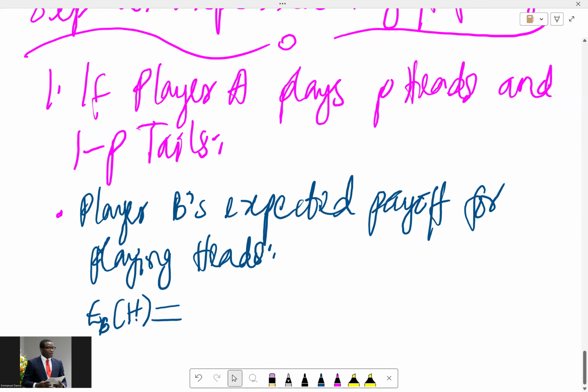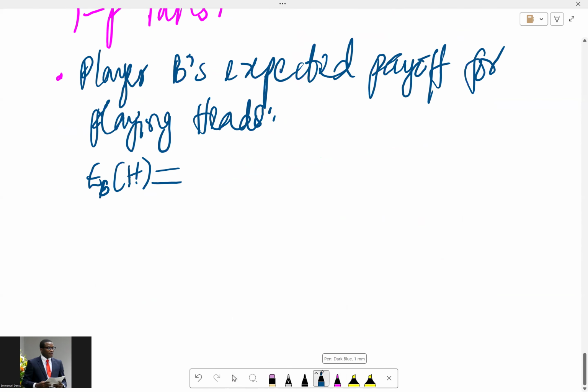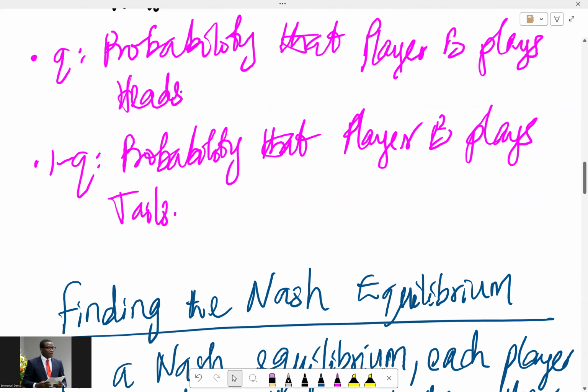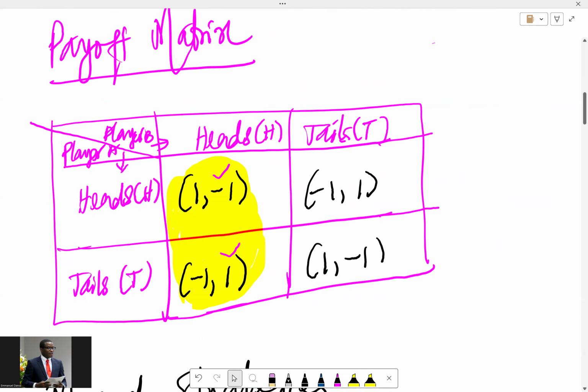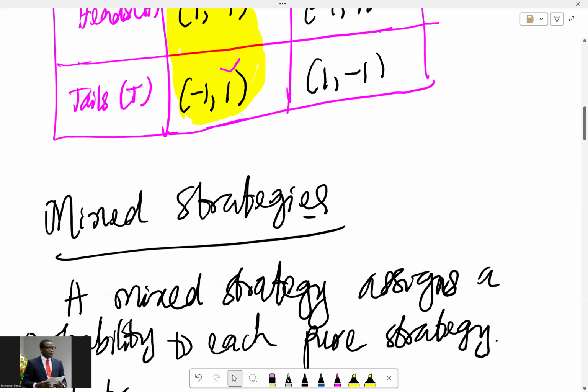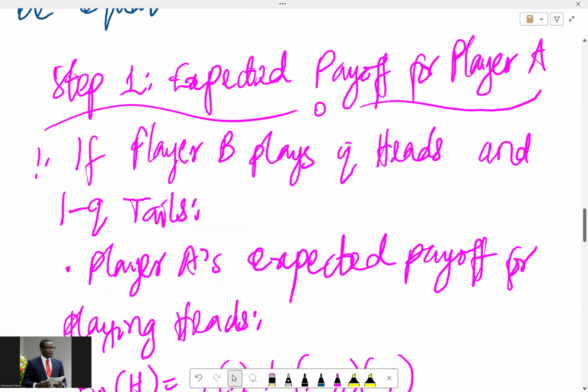So in that case now, we have the expected payoff for playing head. That'll be P, which is -1 plus... is it -1? Let me see. The first one is -1. Yeah, it's -1. Head to head, that's -1 for B. And then tail to head, that's 1. Okay, good.